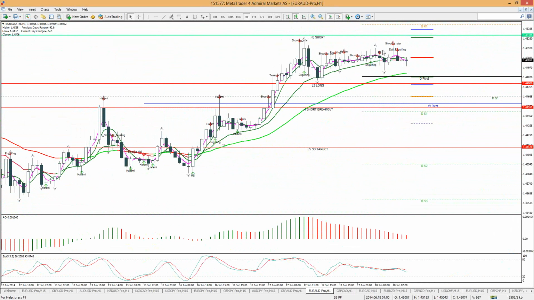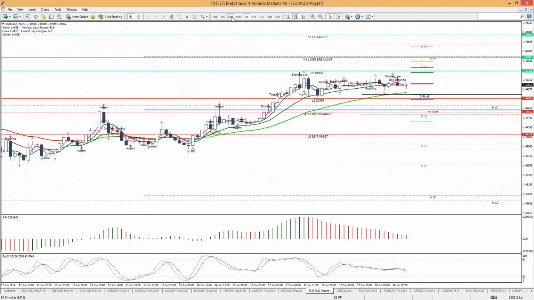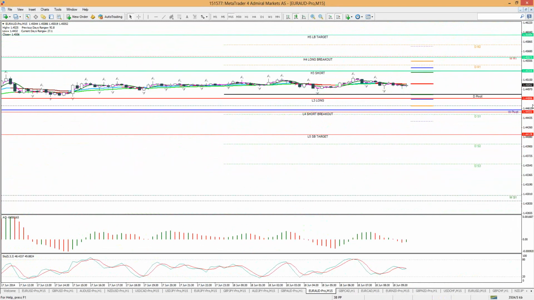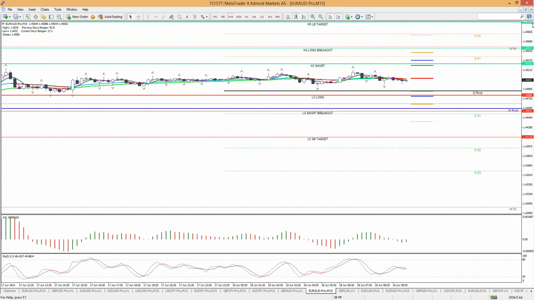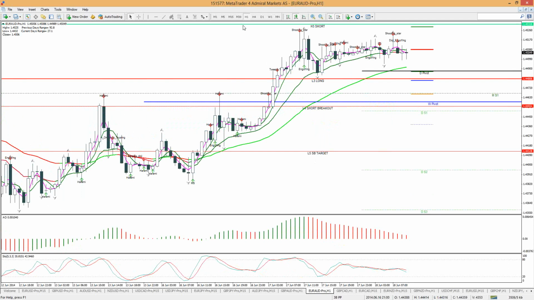Price has stopped roughly twice at the H3. So I think this could be worth a potential breakout. We might want to, oh, Bob is saying hourly divergence. Let's take a look.